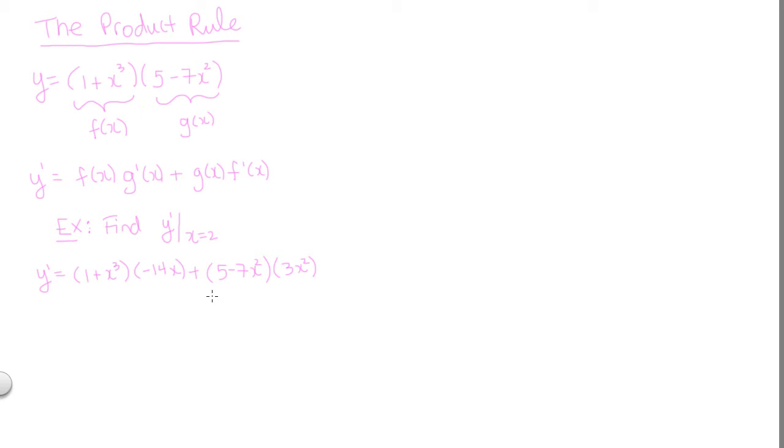So notice that whenever we do a product rule problem, there's going to be 3 parts to our answer. The first part is this part here where we're doing f of x times g prime of x. The second part is just this plus sign that goes in the middle. And then the third part is doing g of x, so your second factor, times the derivative of your first factor. And that gives us the 3 parts of our product rule.